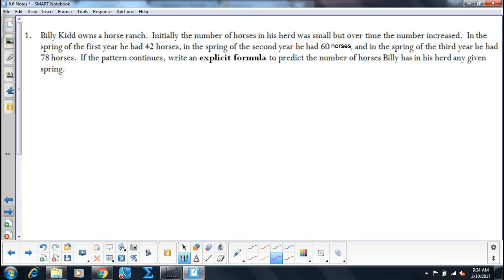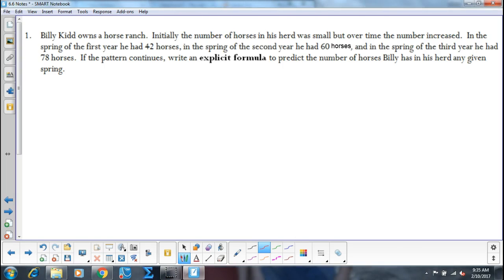Billy Kidd owns a horse ranch. Initially, the number of horses in his herd was small, but over time, the number increased. In the spring of the first year, he had 42 horses. So what is 42 then? First term, right? In the spring of the second year, he had 60 horses. And in the spring of the third year, he had 78 horses.